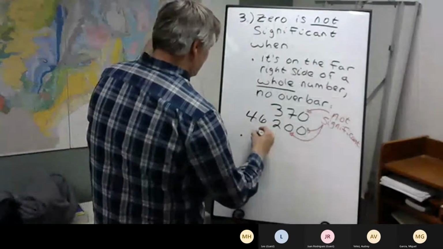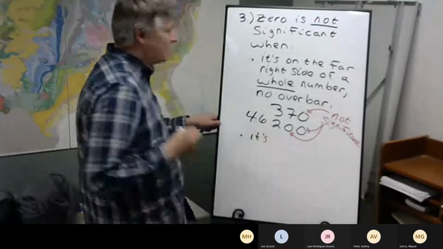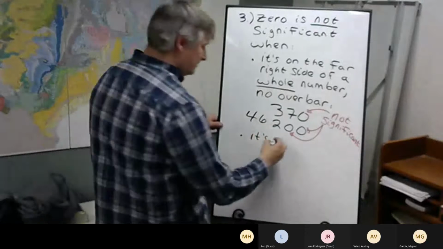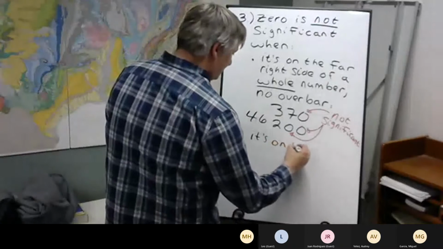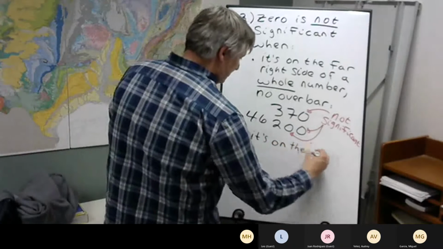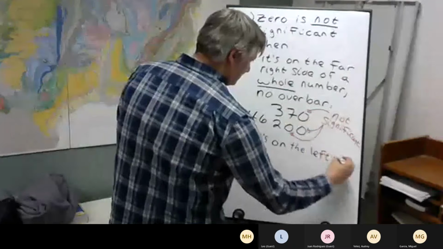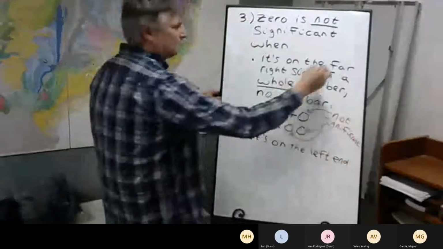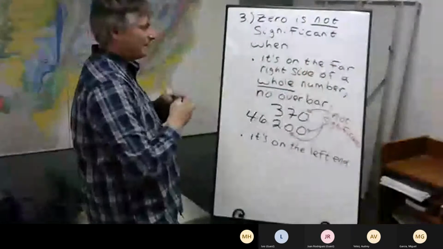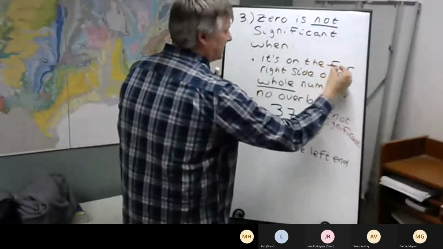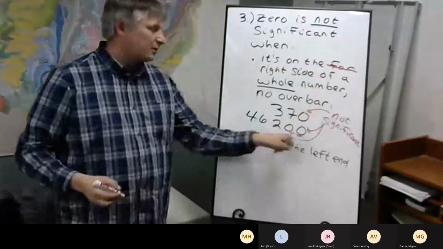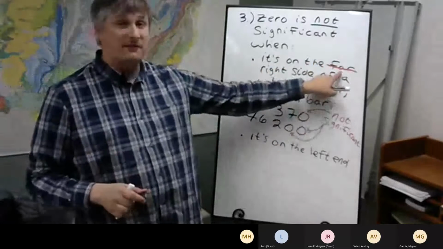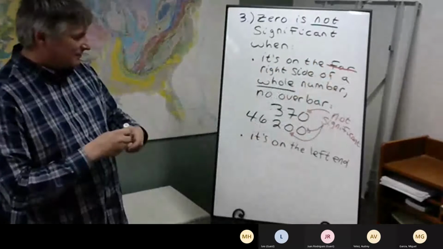So 0 is also not significant when it's on the left end. Here, I'm going to make a little edit. Let's cross out "far" here, because this makes it sound like it's only the 1 0. Let's not do that. Let's cross out "far."